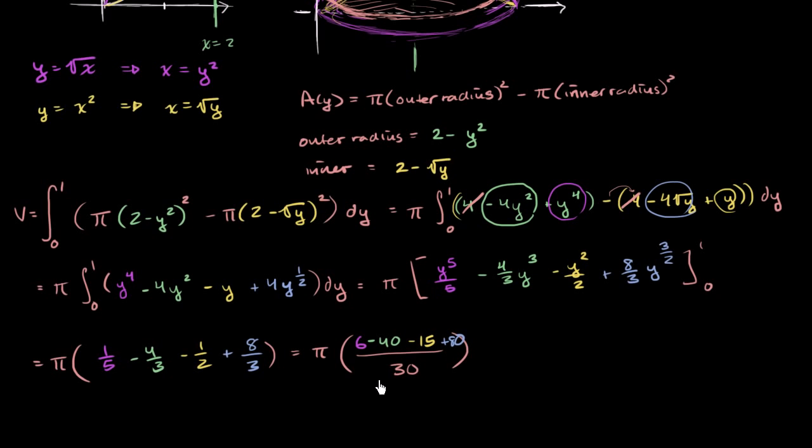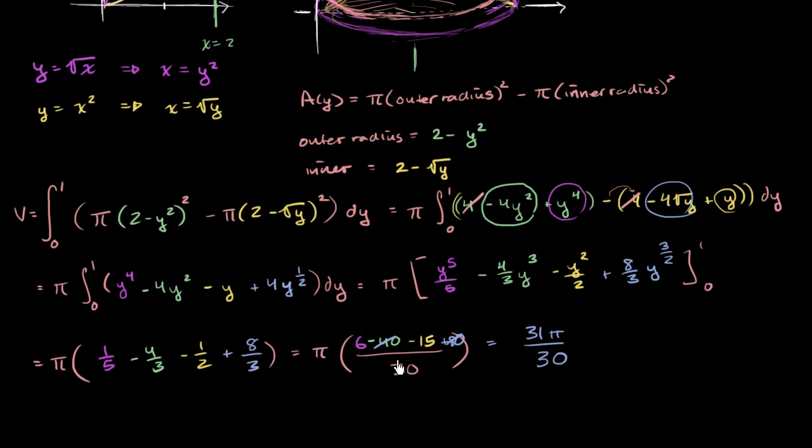So this simplifies to, so let's see. Actually, let me make sure I'm doing the math right over here. So 80 minus 40 is going to get us 40, plus 6 is 46, minus 15 is 31. So this is equal to 31 pi over 30.